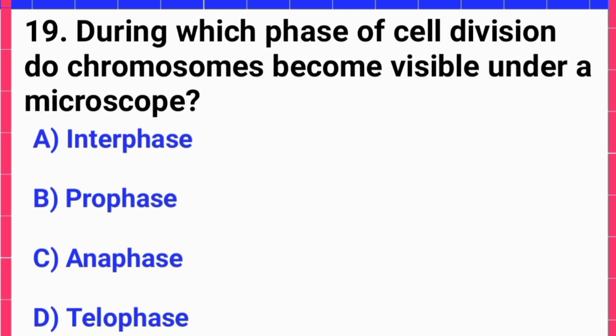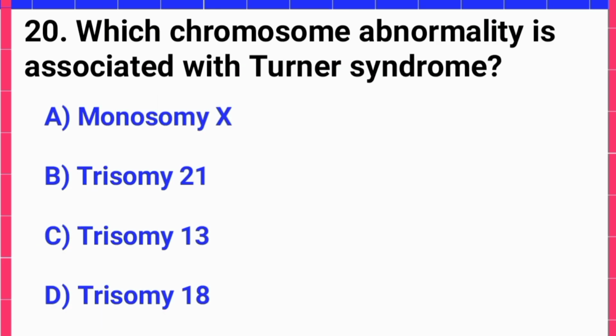Question number 19. During which phase of cell division do chromosomes become visible under a microscope? The right answer is option B. Prophase. Question number 20. Which chromosome abnormality is associated with Turner syndrome? The right answer is option A.